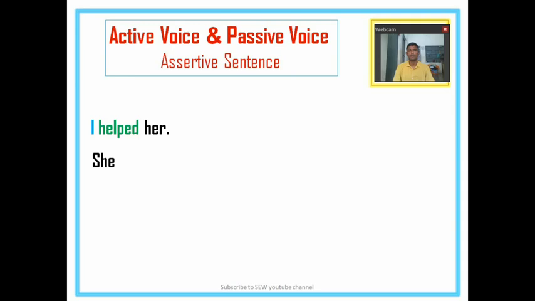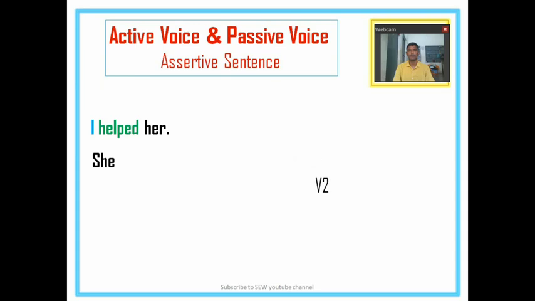What are the verb forms of help? Help, helped, helped. Sir, you may get one doubt: it is V2 also and V3 also. How to identify whether it is V2 or V3? Before V3, there will always be one of have, has or had. Have, has, had come before V3. Those words are not there, so this is V2.